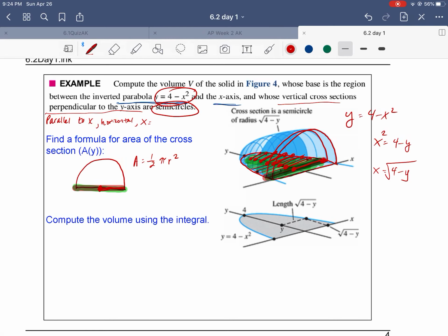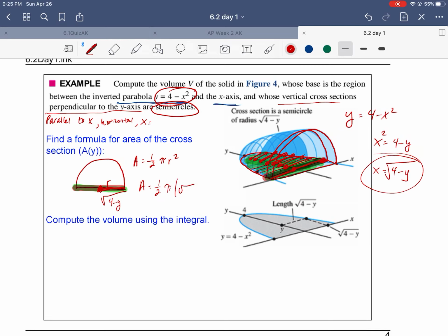Now, because of symmetry, and we're going to see this in the next examples as well, in this case, the symmetry of the parabola helps me, because with a semicircle, I don't want the entire distance. That's why when I drew this picture on the left over here, I put my point in the middle, and I only went in one direction, because the radius is half of the diameter. So the x equaling square root of 4 minus y is exactly my radius. The distance from the y-axis to the parabola on one side.